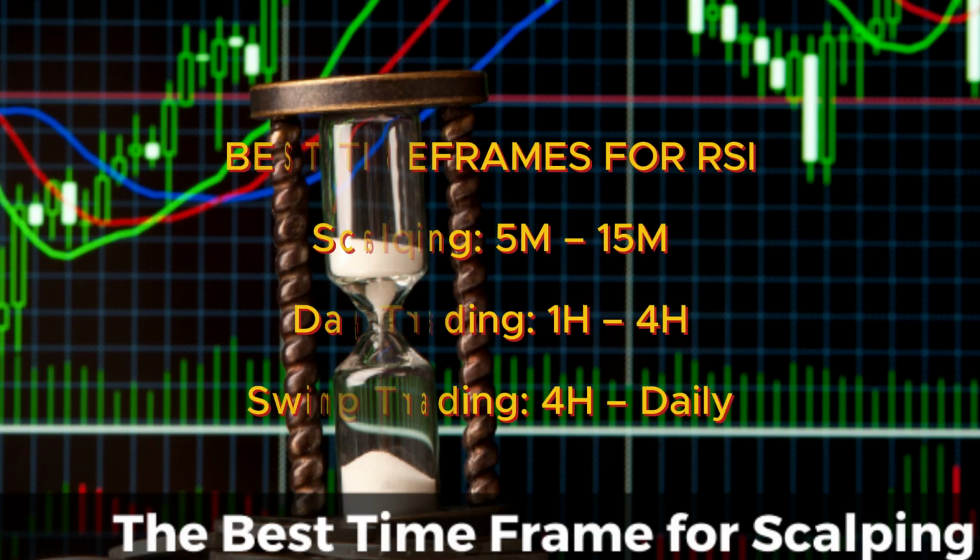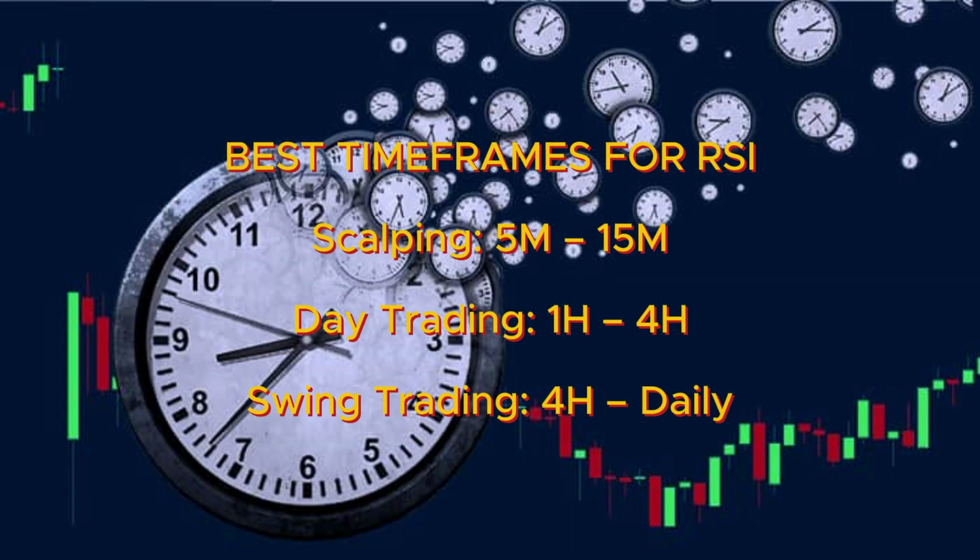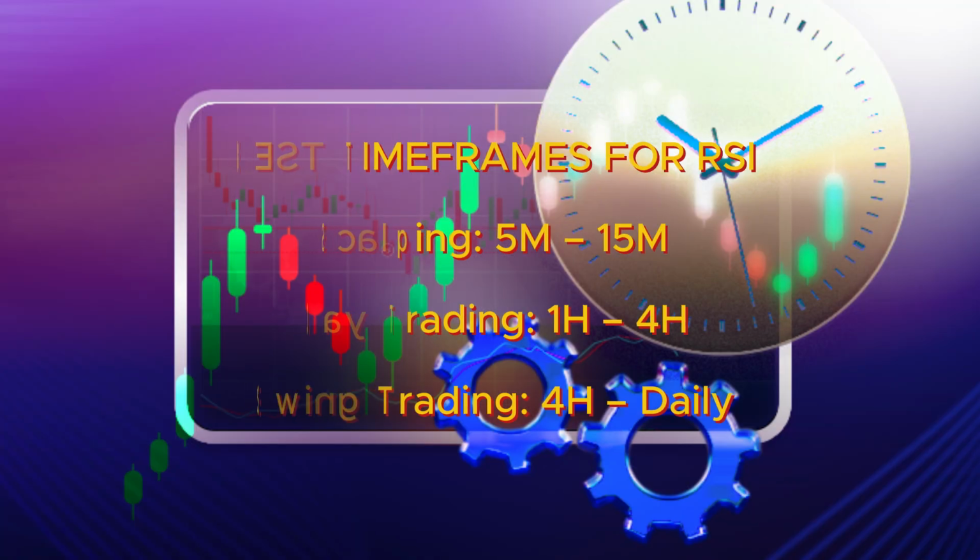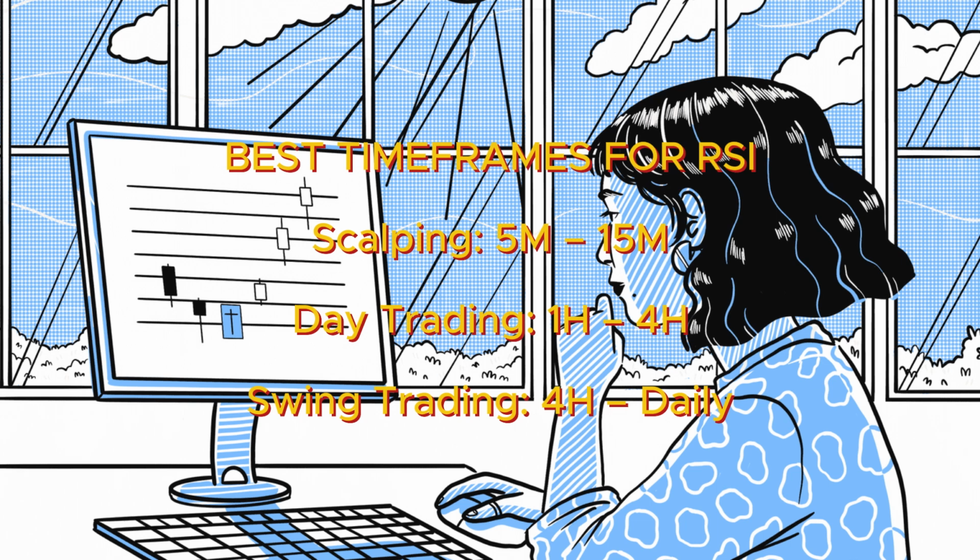Best time frames for RSI scalping: 5 minutes to 15 minutes. Day trading, 1 hour to 4 hours. Swing trading, 4 hours to daily. For beginners, I recommend 1 hour or 4-hour time frame.